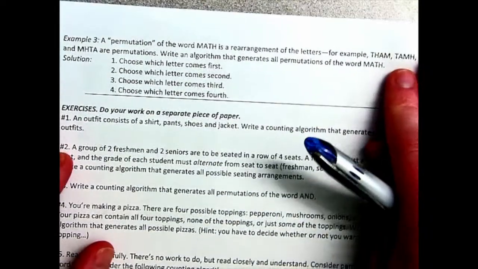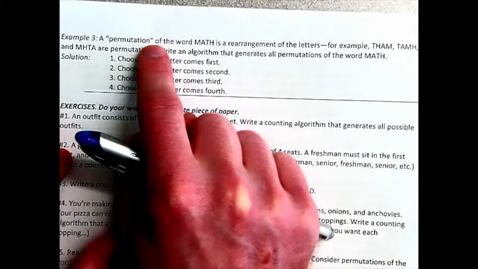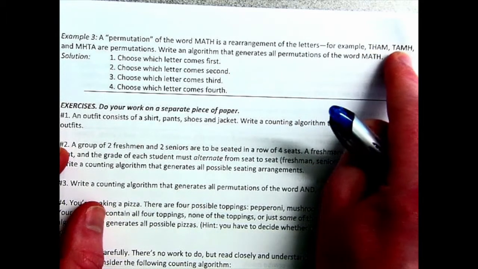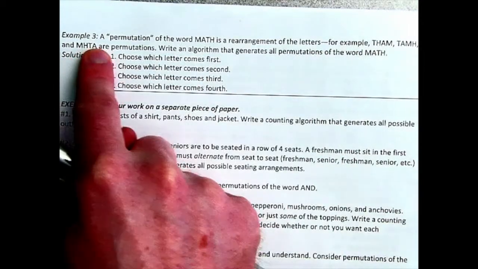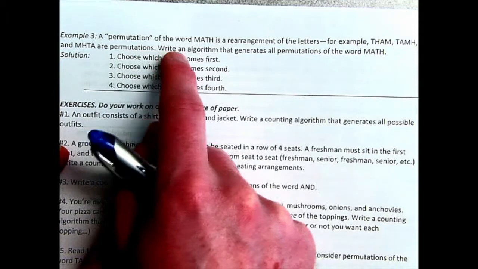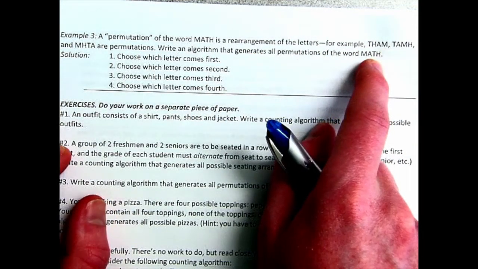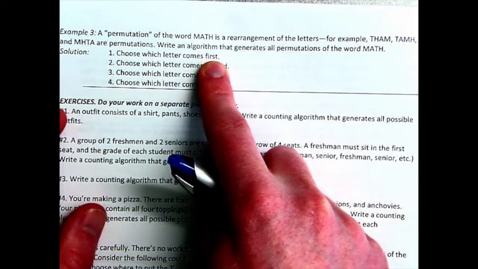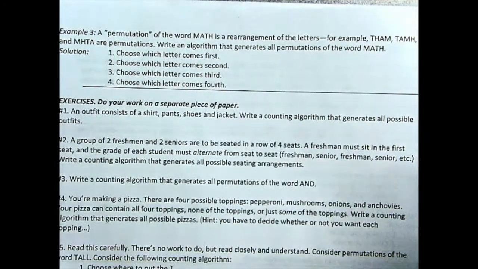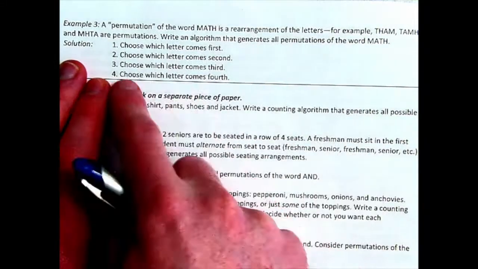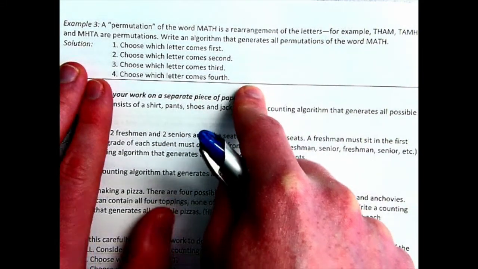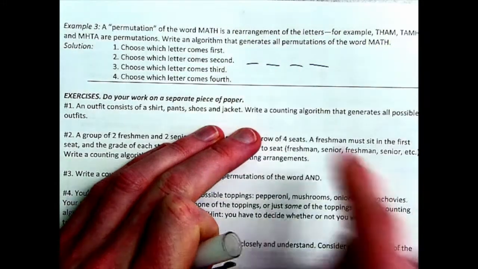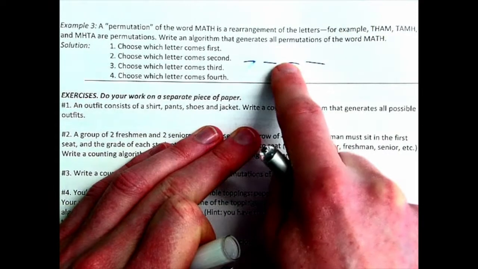Okay, so last example, a permutation of the word math is a rearrangement of the letters. For example, THAM, TAM, MHTA are all permutations. Write an algorithm that generates all permutations of the word math. So here's one way of doing it. Step 1, choose which letter comes first. Step 2, choose which letter comes second. Step 3, choose which letter comes third. And finally, choose which letter comes fourth. It's a little bit like we've got 4 blank spaces, and we're saying which letter goes here, which letter goes here, which letter goes here, and so on.